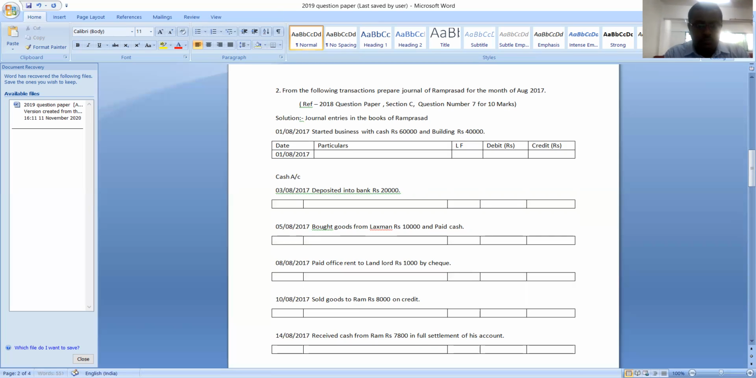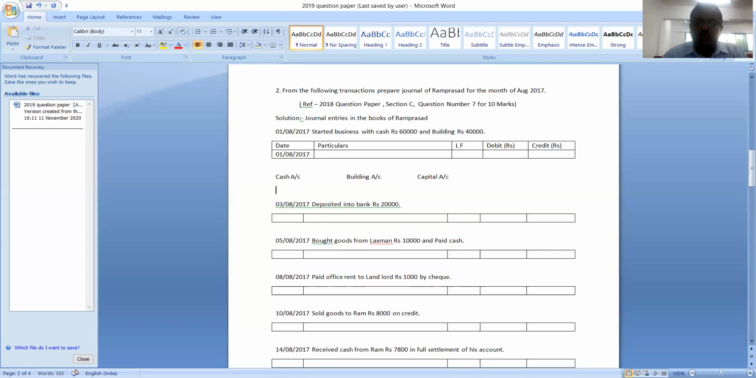First one is cash account, second one is building account, and third one is capital account, which represents Ram Prasad. So the first task is to analyze the transaction. How to analyze it? First, we need to find out the accounts involved in a transaction. There will be two accounts or more than two, but minimum there will be two accounts. Understood?